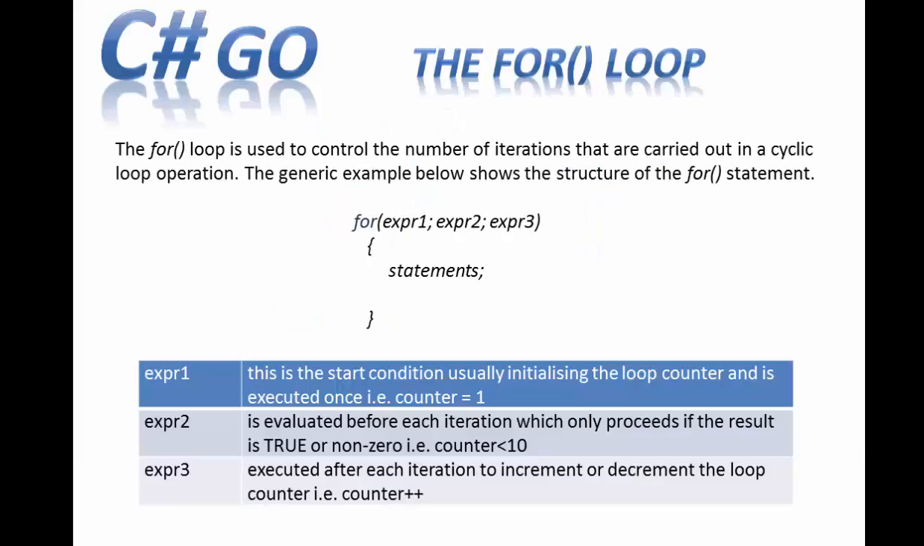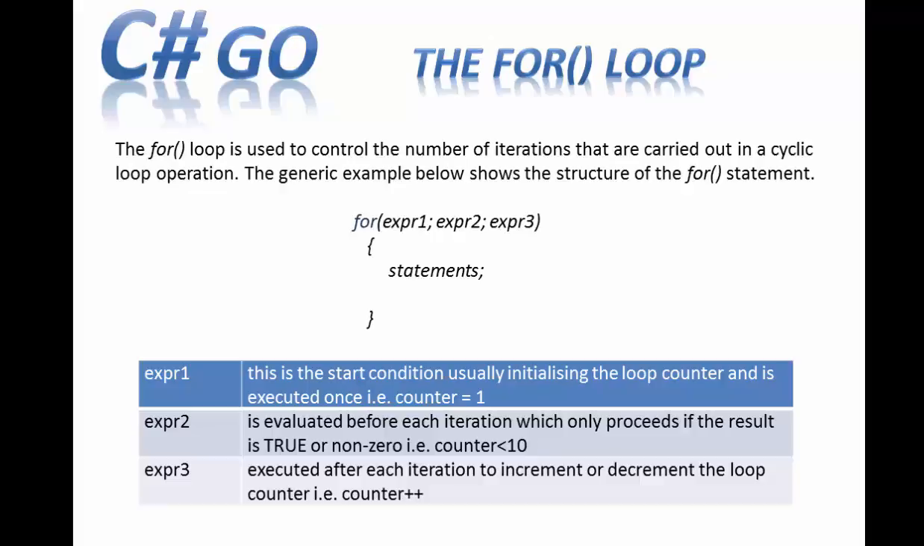Hello and welcome to this video where we will be introducing you to the for loop in C#. The for loop is a means of controlling the number of iterations that are carried out in a cyclic loop operation. In other words, the number of times that a group of statements will be executed.